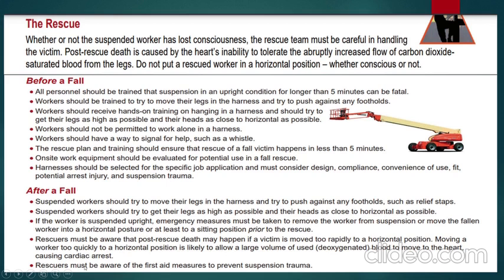Rescuers must be aware of the first aid measures to prevent suspension trauma. The rescuers should be trained, and should practice and demonstrate the rescue procedure and the plan. Also, all workers who are performing work at night should be trained well about the procedure.